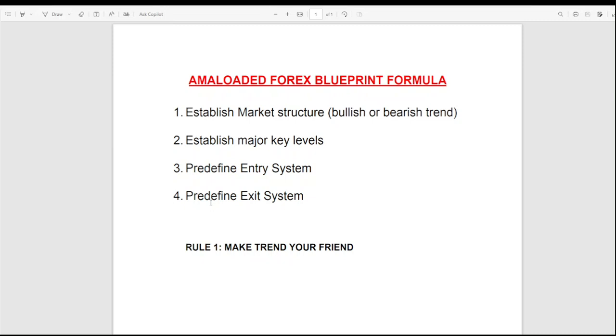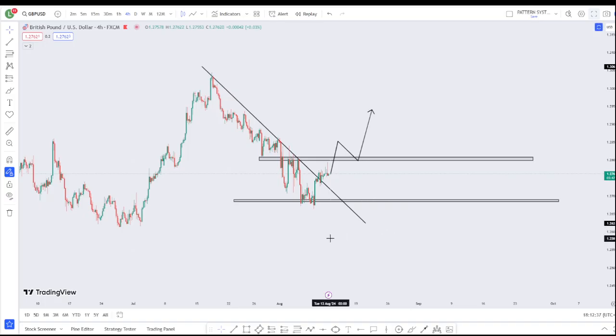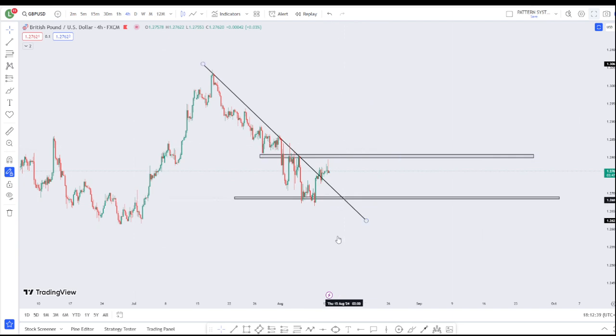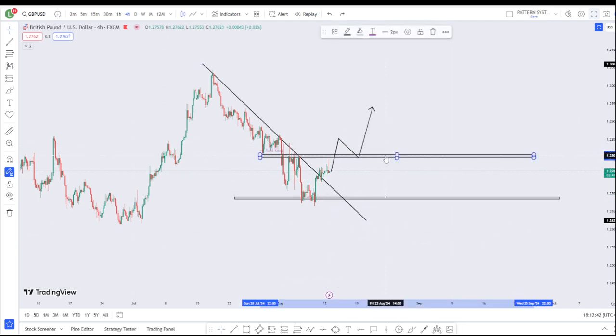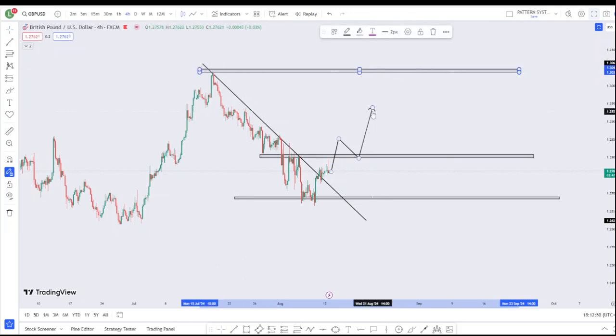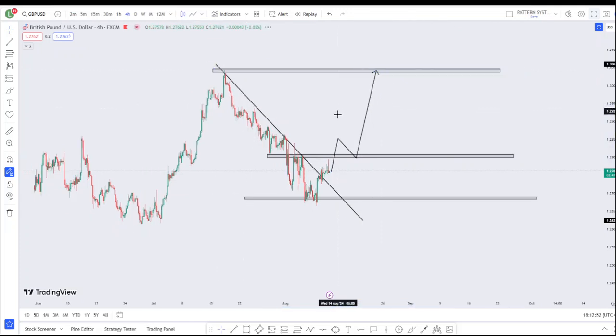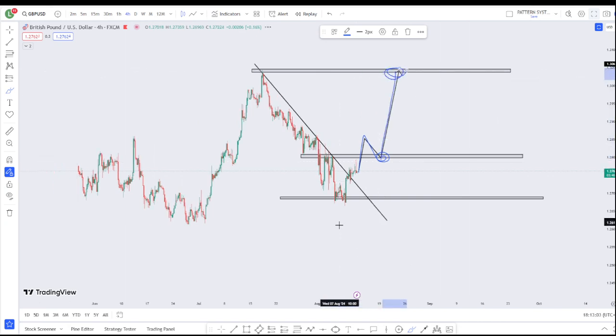Then the last on the list is to predefine where to exit our winning position. So if we are taking a trade around this zone here, our exit point is going to be at this resistance key level zone here. This space is going to be our take profit zone. So if we are taking a buy opportunity after this breakout, wait for a retest here, we are taking a buy opportunity around this zone here. This resistance here is going to be our final take profit level.